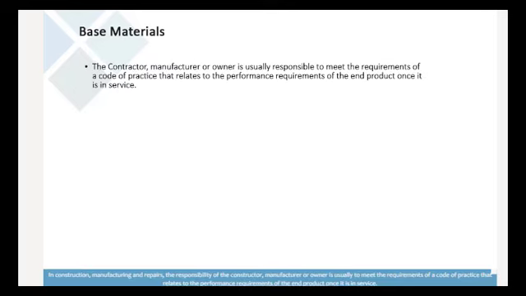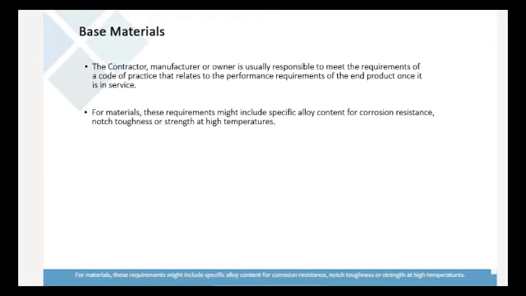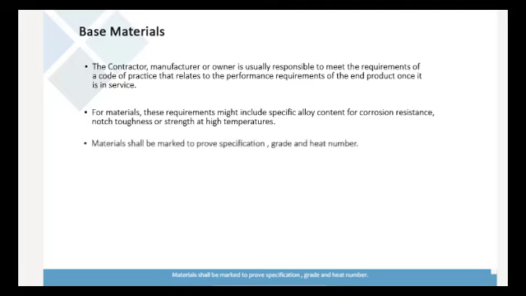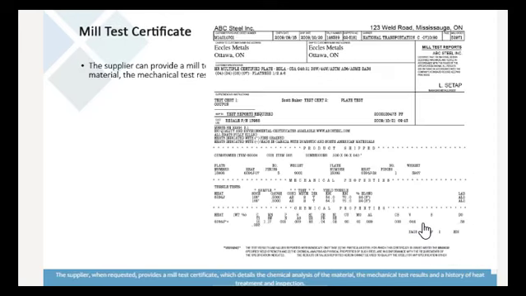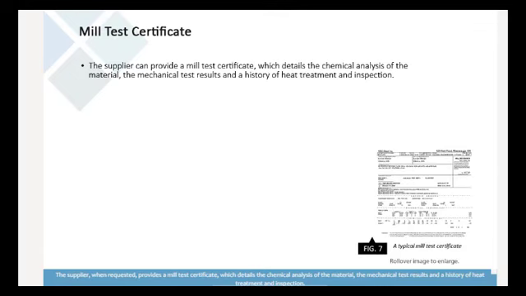In construction, manufacturing and repairs, the responsibility of the contractor, manufacturer or owner is usually to meet the requirements of a code of practice that relates to the performance requirements of the end product once it is in service. For materials, these requirements might include specific alloy content for corrosion resistance, notch toughness or strength at high temperatures. Materials shall be marked to prove specification, grade and lot number. The supplier, when requested, provides a mill test certificate, which details the chemical analysis of the material, the mechanical test results and a history of heat treatment and inspection.